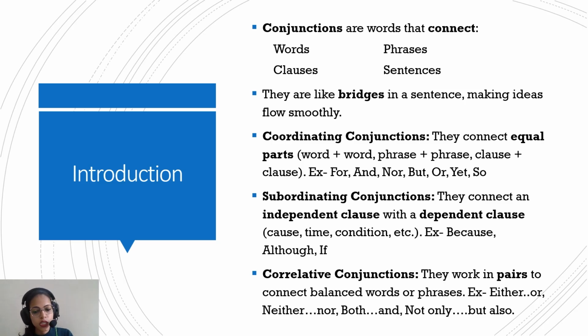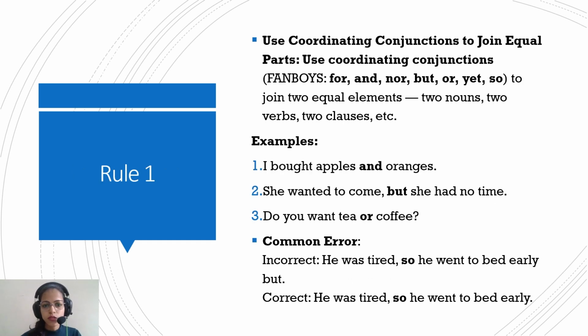Correlative conjunctions. They work in pairs. So they connect balanced words or phrases. Examples: either/or, neither/nor, both/and, not only/but also. So they add correlative sentences. Okay, we'll look at the examples in greater detail in the rules.